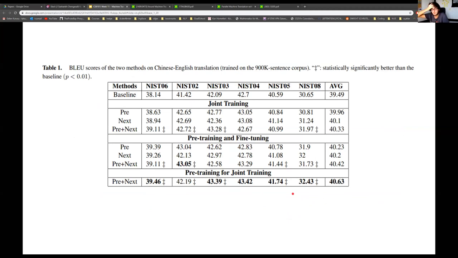Another result they show is that these are the two models they introduce, the joint training and the pre-training and fine-tuning. But seeing the performance gain from the pre-training, they also try to combine these two models. In order to do that, they use the embeddings learned in the pre-training model and initialize the source embeddings in the joint training with those embeddings. And they see that the combination actually does the best in terms of the metrics. Pre-training and fine-tuning does better than joint training. So this is the ordering, from worst to best.